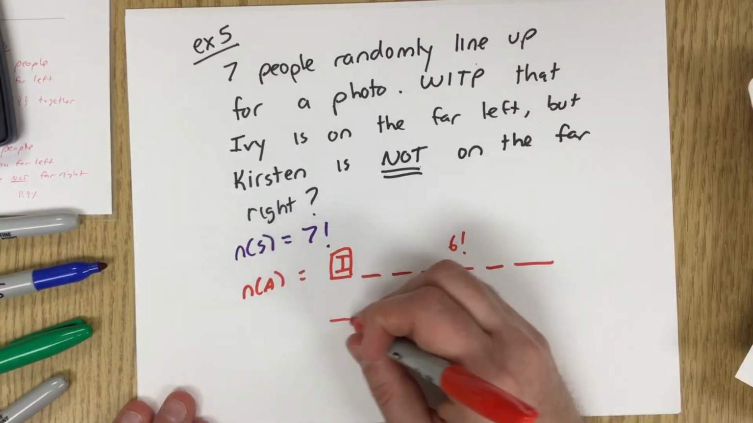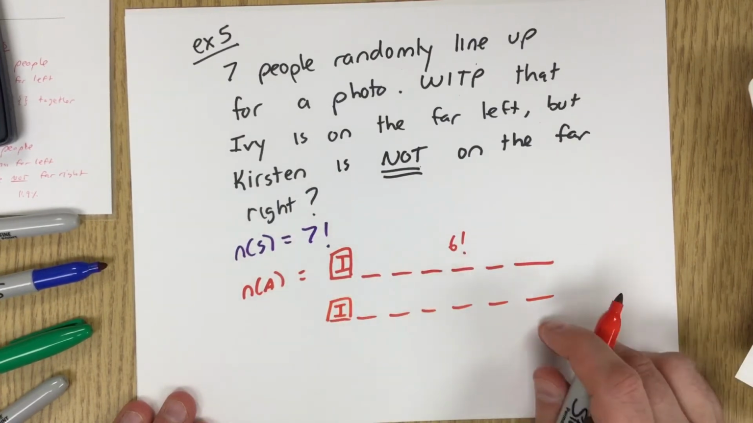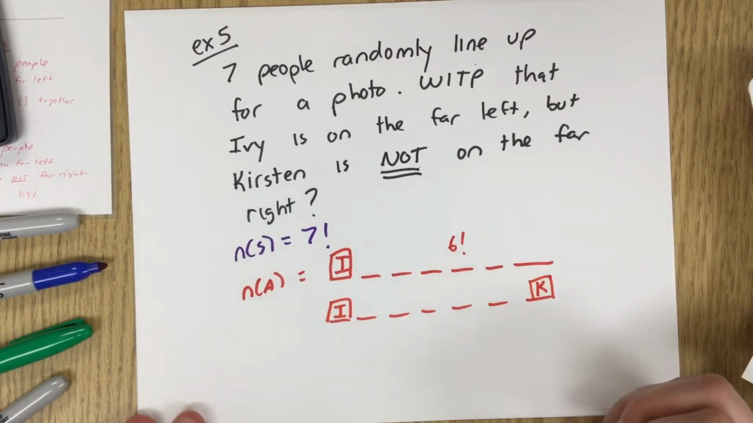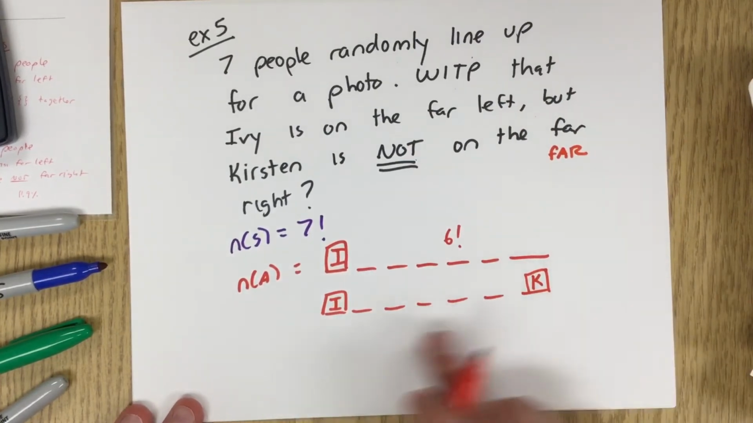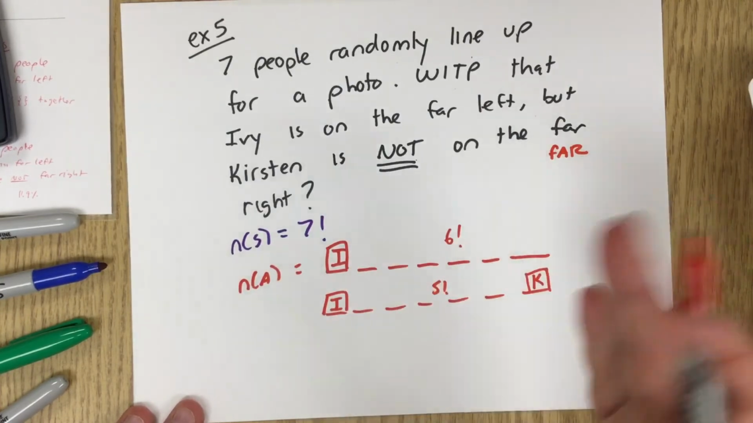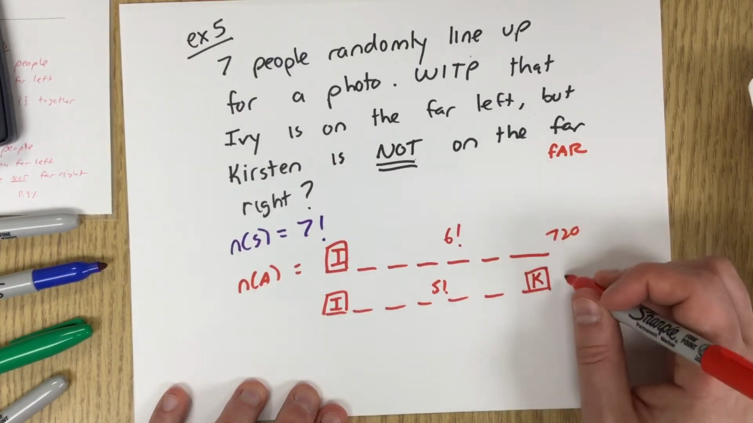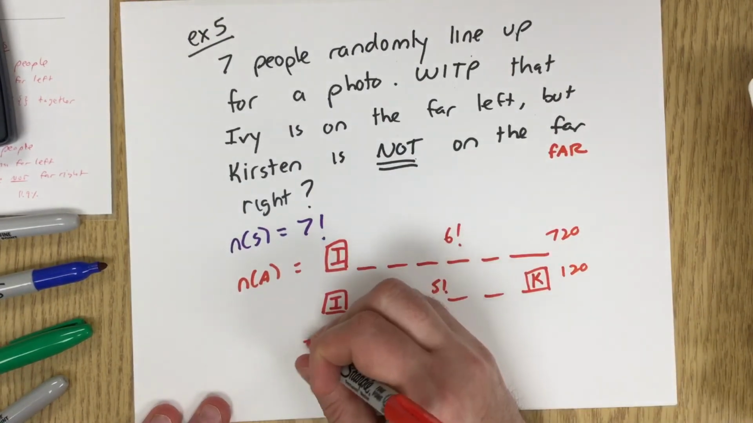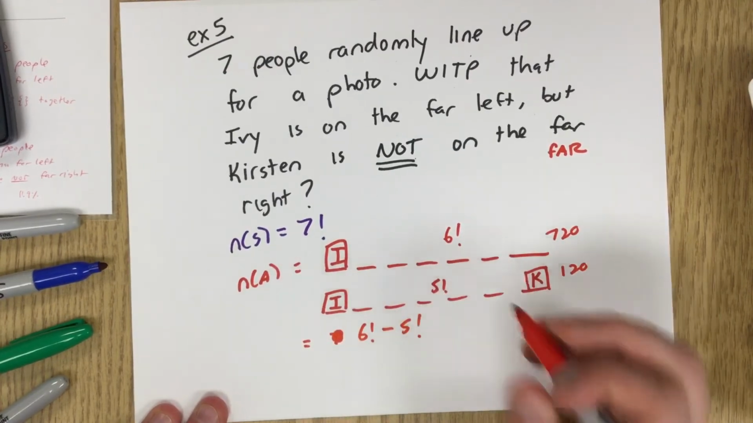Of those, though, of the ones with Ivy on the far left, there are a bunch that have Kirsten on the far right. And if the other people are randomly going, so there's 6 factorial ways for Ivy to be first, but of those 6 factorial ways, or to put in numbers, there's 720 ways for everyone to line up, but 120 of those involve Kirsten doing that. So my NA is actually going to be 6 factorial minus 5 factorial.